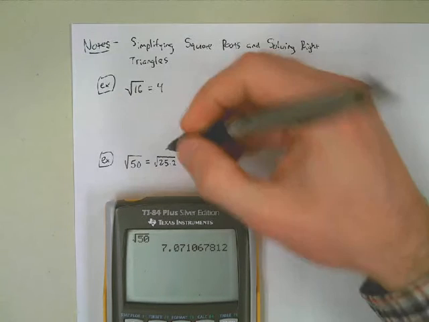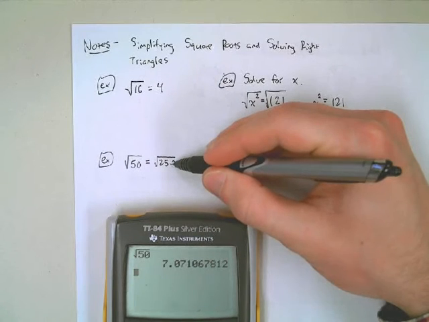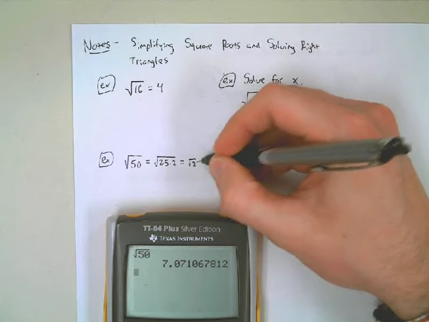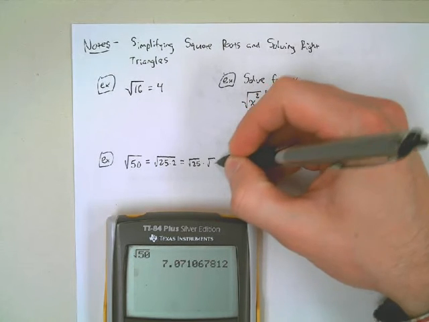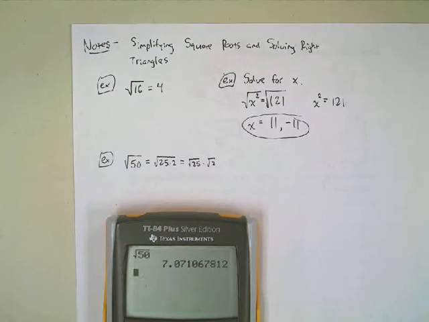So, what we can do then, because this is multiplication, is break up the square root of a product like this. Square root of 50 is the same thing as square root of 25 times 2, which is the same thing as the square root of 25 times the square root of 2. Now, why is this helpful? Well, Josh, what's the square root of 25?